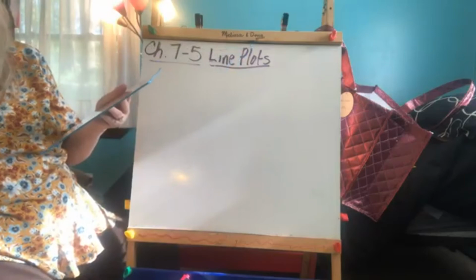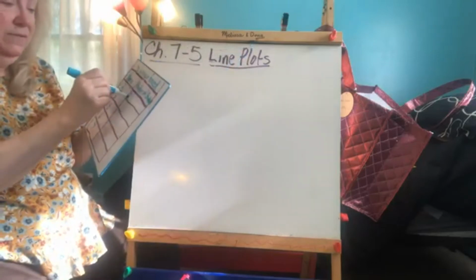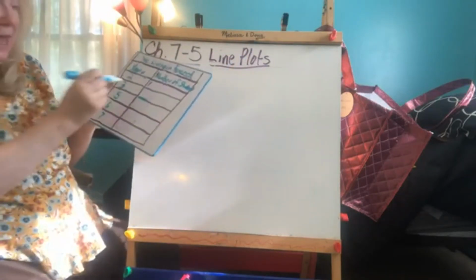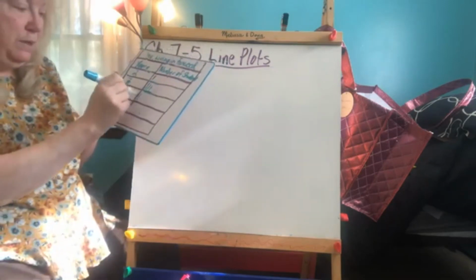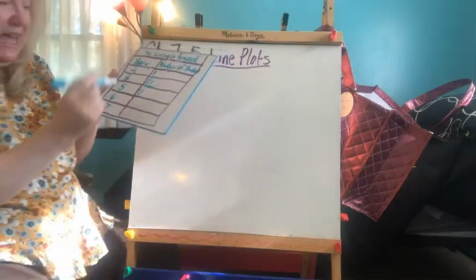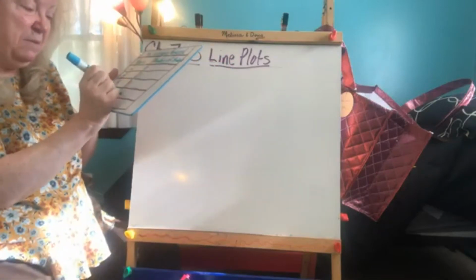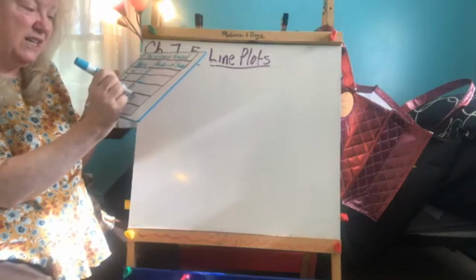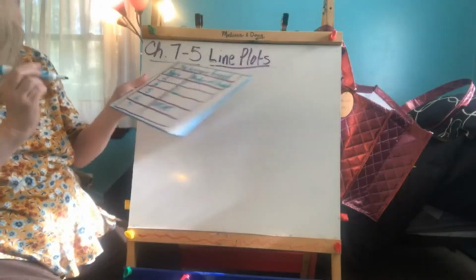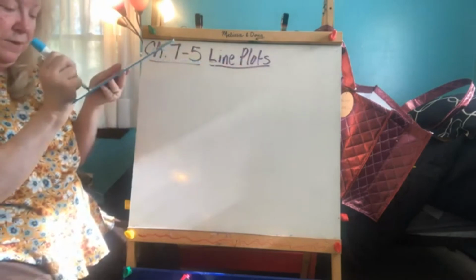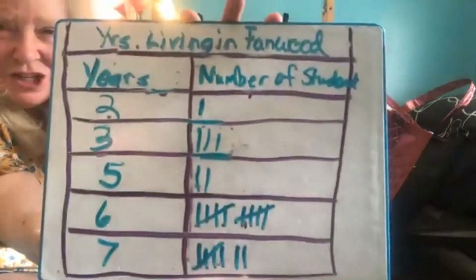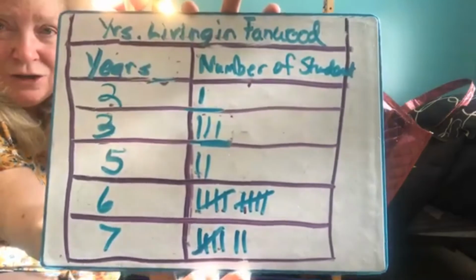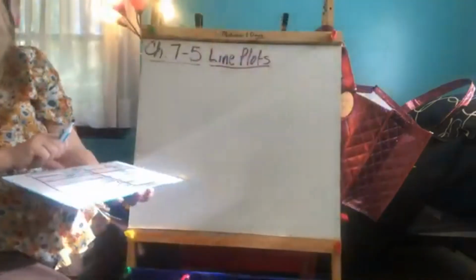Now, when they did that, they found that they had 1 person who lived there for 2 years, and 3 people who lived there for 3 years, 2 people that lived there for 5 years, 10 people lived there for 6 years, and 7 people lived there for 7 years. So this is what their tally chart looked like that you can see on page 235.